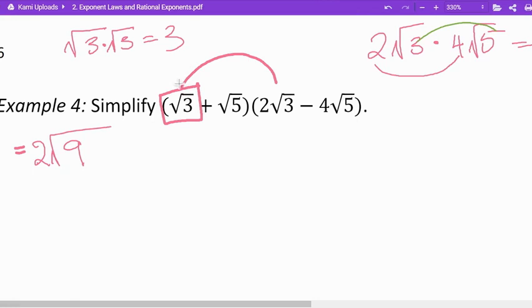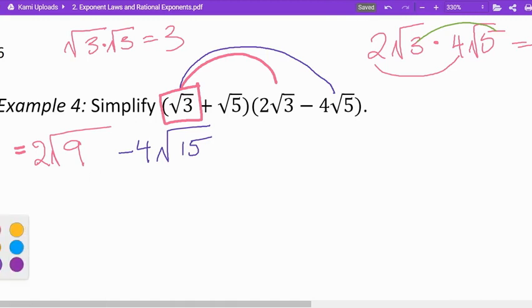Next, root 3 has to multiply the second term. So again, I'm going to put the coefficient first, the negative 4. And then I multiply the 2 radicands. 3 times 5, well, that's 15. Good so far? Okay. Now we're moving on to the second component, the second term in the binomial. It's positive root 5. So root 5 times 2 root 3. Okay, there's only one coefficient, and it's positive times positive. So I have plus 2. What do I get in the radicand?